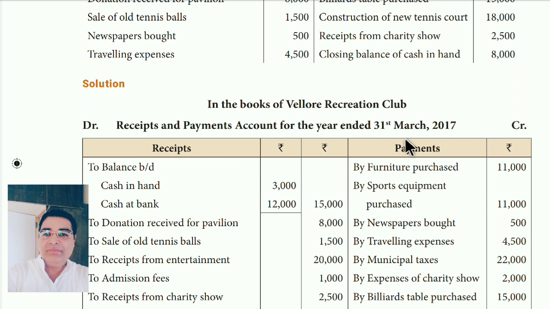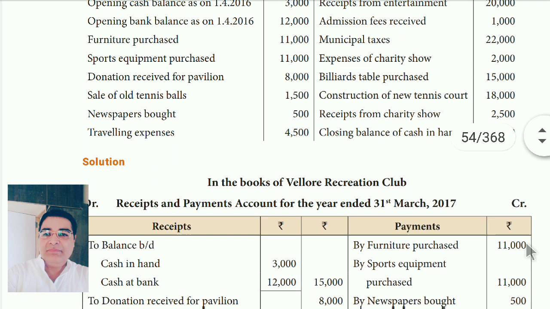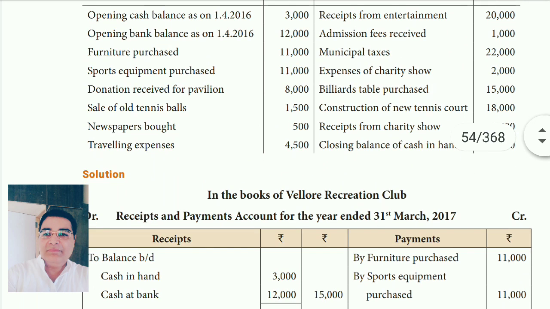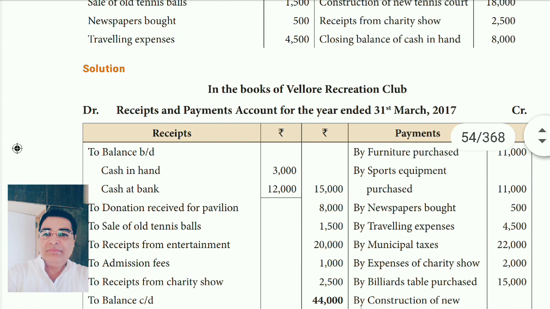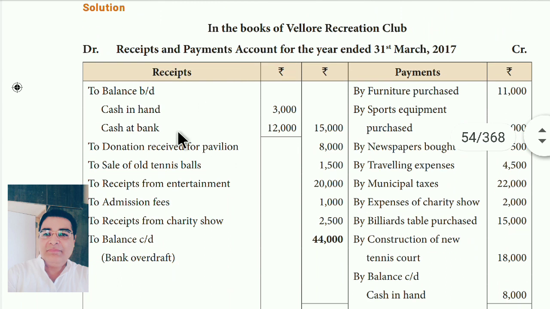Traveling expenses. It is an expense, so it will come under the payment side. So by traveling expenses rupees 4,500. Next item, receipts from entertainment. He may himself mention receipts. So where will it come? On the debit side. So to receipts from entertainment rupees 20,000.